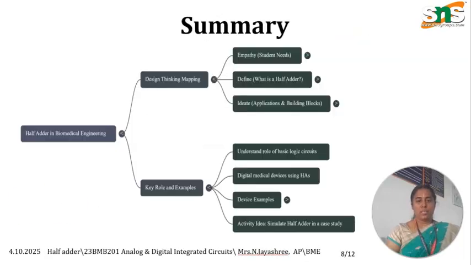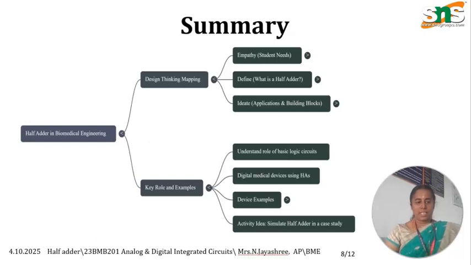Next one is the summary: half adder in biomedical engineering. So far we have seen the design thinking mapping: what the students' needs are, how students apply the basic logic circuit to biomedical use, how it is defined with two inputs and two outputs, and what the applications are. Like if you give some input, only then we get the output, right? These are the applications and building blocks, the key roles and examples. Understand the role of basic logic circuits in digital medical devices, device examples and activity ideas.